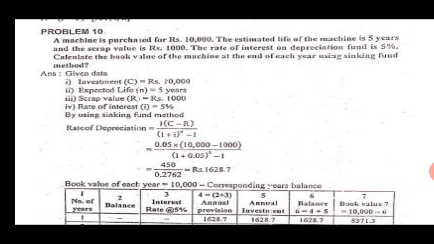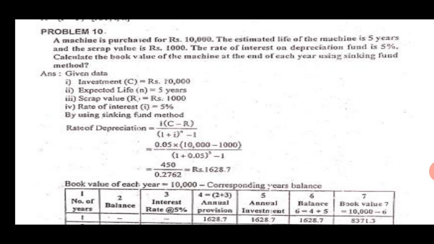So a machine is purchased for 10,000 rupees. So 10,000 is the capital cost. The estimated life of the machine is 5 years, so n is 5 years, and the scrap value r is 1,000 rupees. The rate of interest on the depreciation fund is 5%. So every year whatever depreciation amount you are keeping aside carries 5% interest. Calculate the book value of the machine at the end of each year using the sinking fund method.